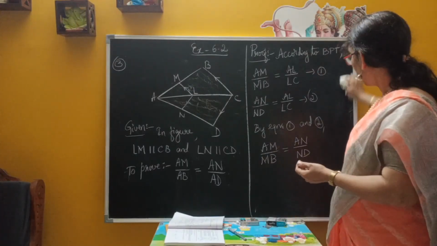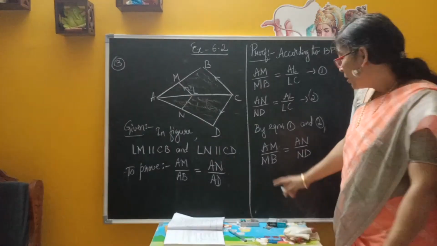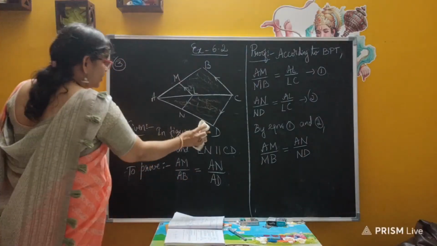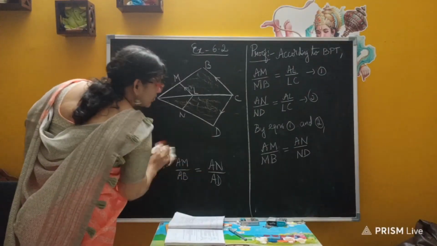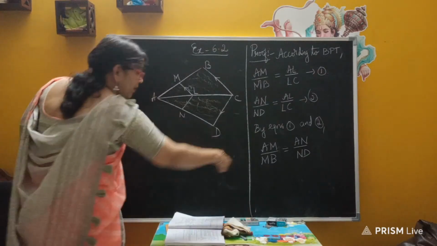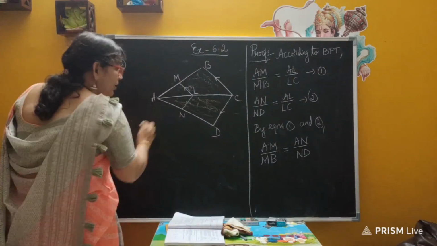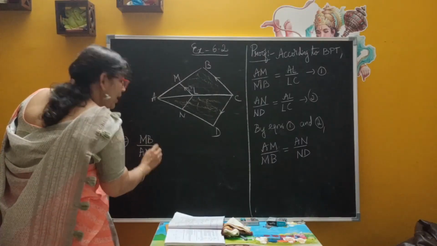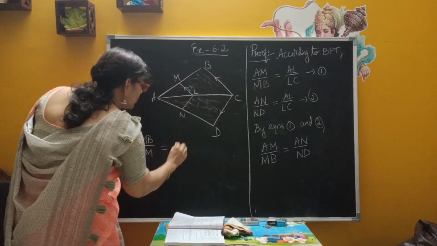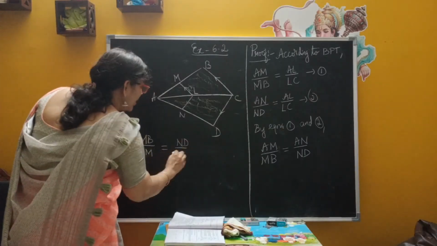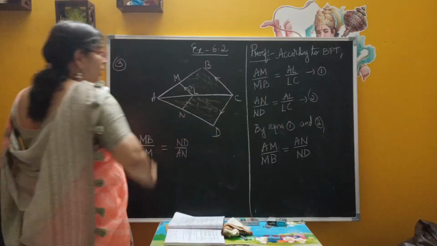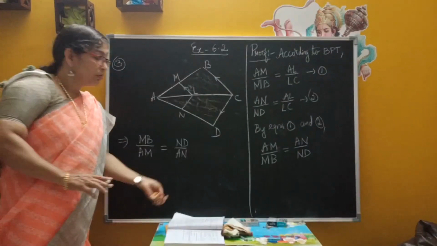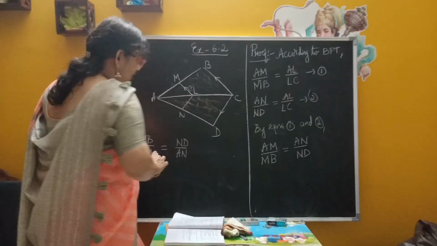So let us write the reciprocal of this now. So this implies, I erase this given part. This implies, by this I am getting now, MB by AM is equal to ND by AN. Okay, now let us add 1 to both LHS and RHS.